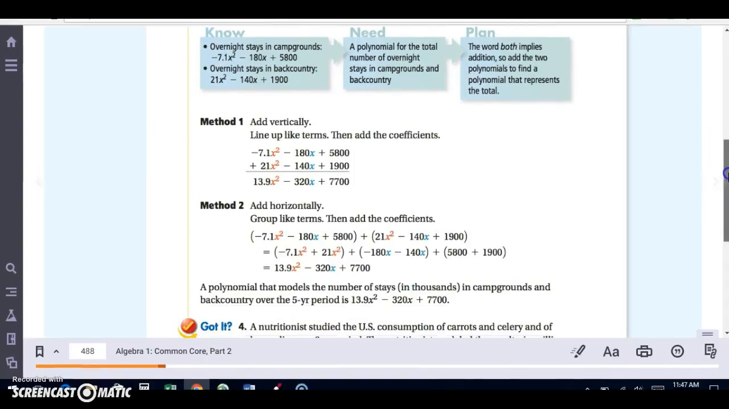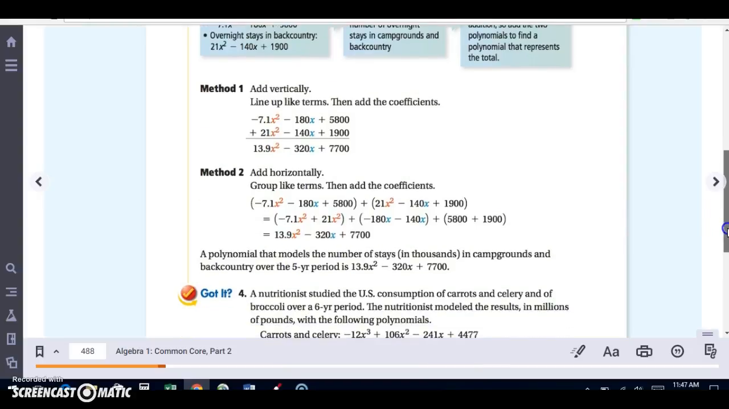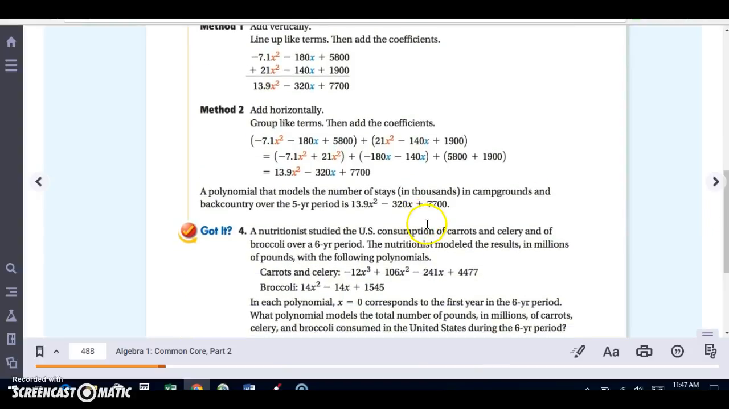Another method is to group them. So if I line them up horizontally, first I would put my x squareds together, my x terms together, and my constant terms together. And then I would do the exact same thing, add them up, and I would get the exact same answer.